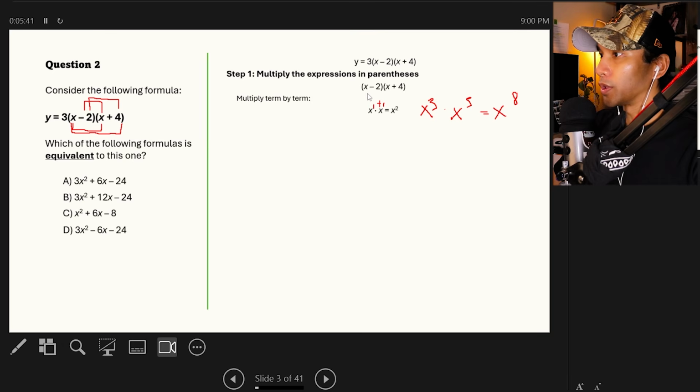Now what we would do is multiply x with 4. So we're going to have x times 4 equals 4x. And then x times negative 2.